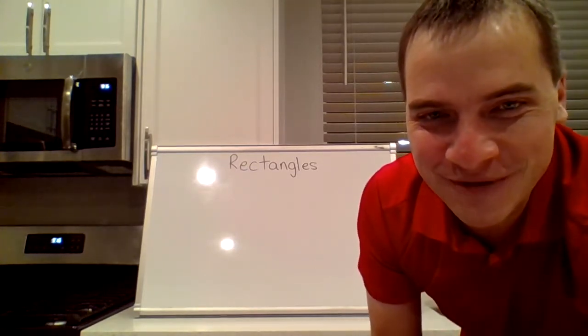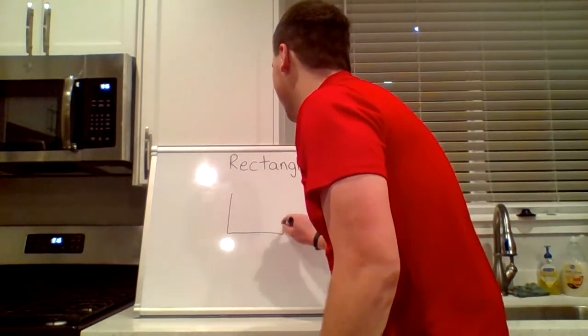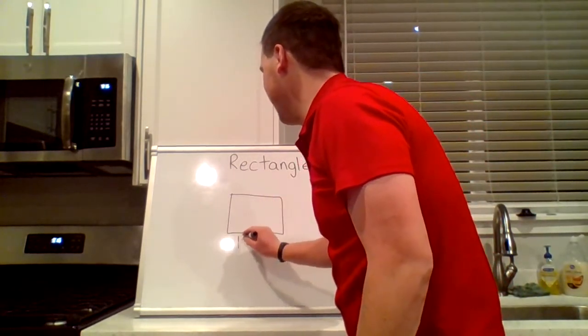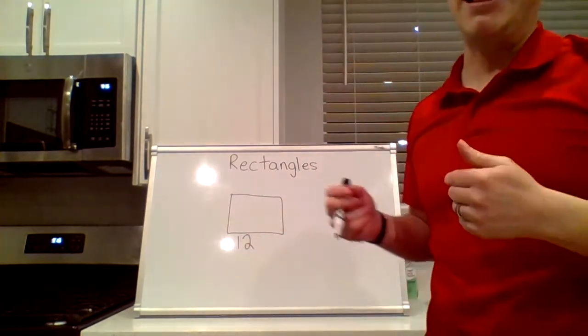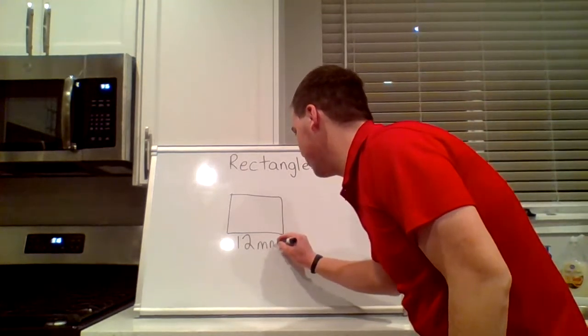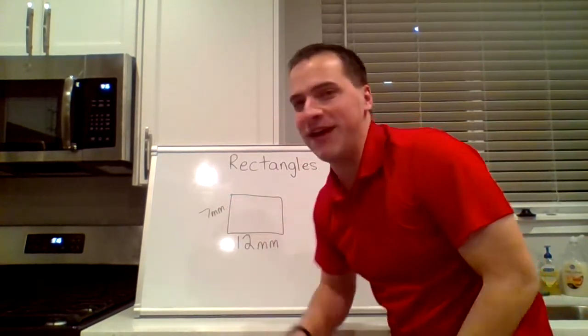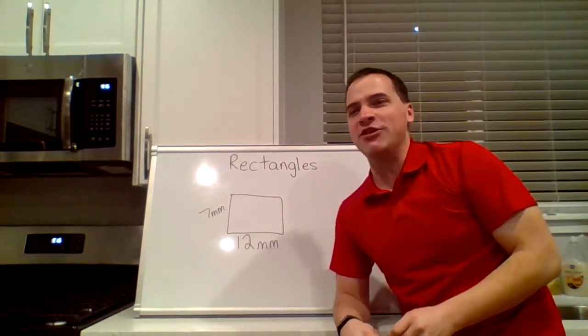We're going to work on finding the area and perimeter of a rectangle. So for instance, one example problem. If this is a rectangle, and keep in mind it doesn't look like a rectangle, but pretend, this is 12 millimeters. This is 7 millimeters. Our goal is to find the area and perimeter of this shape.